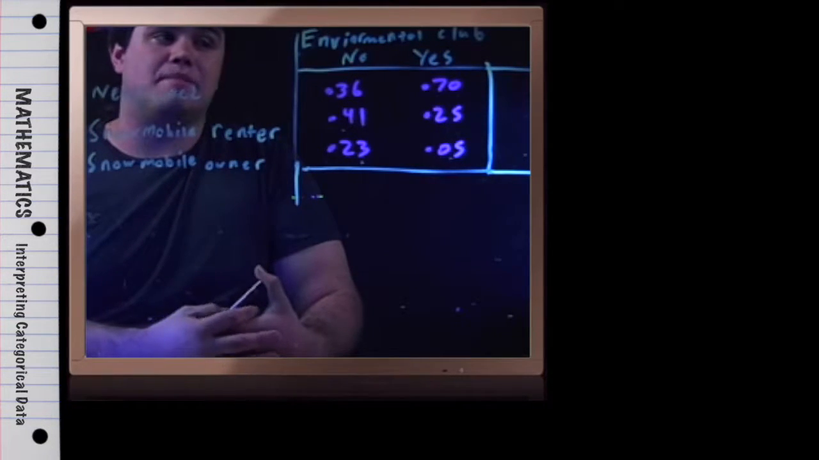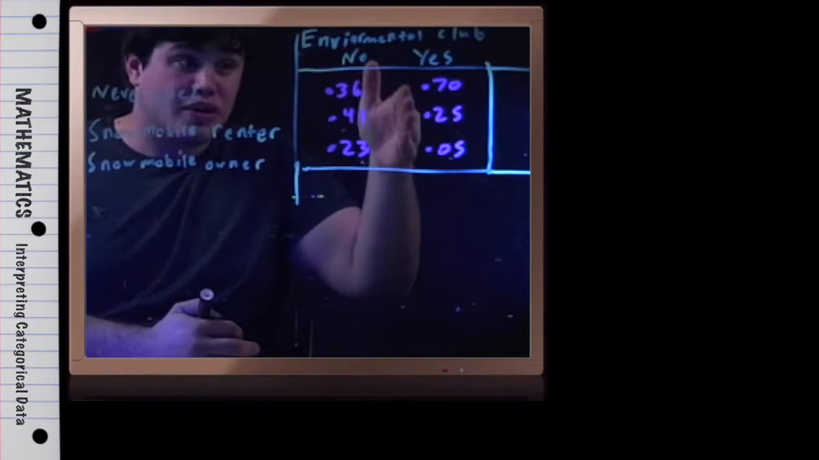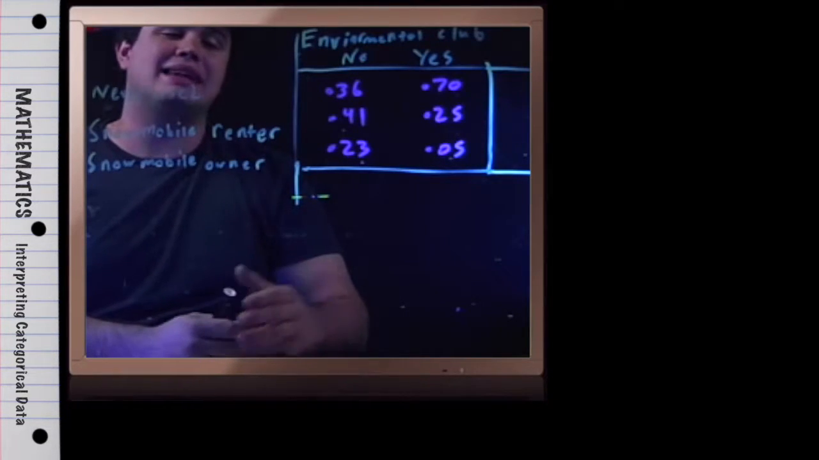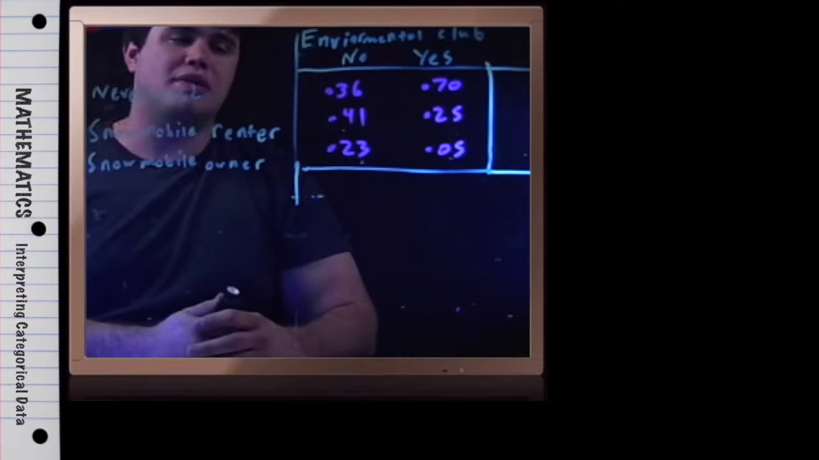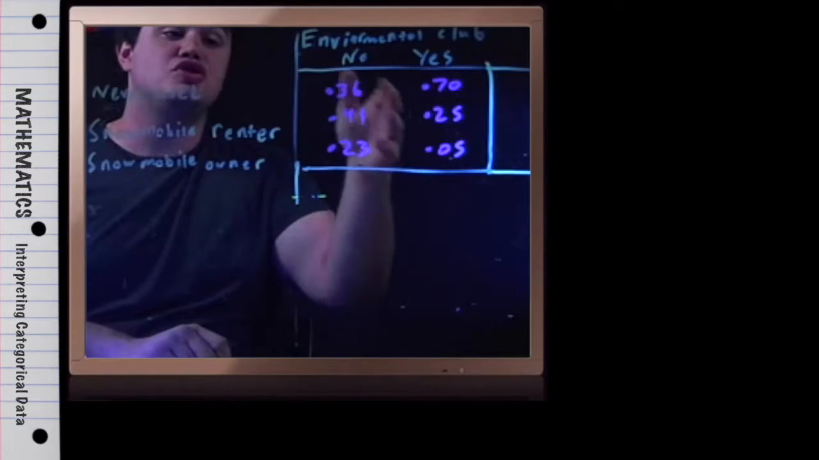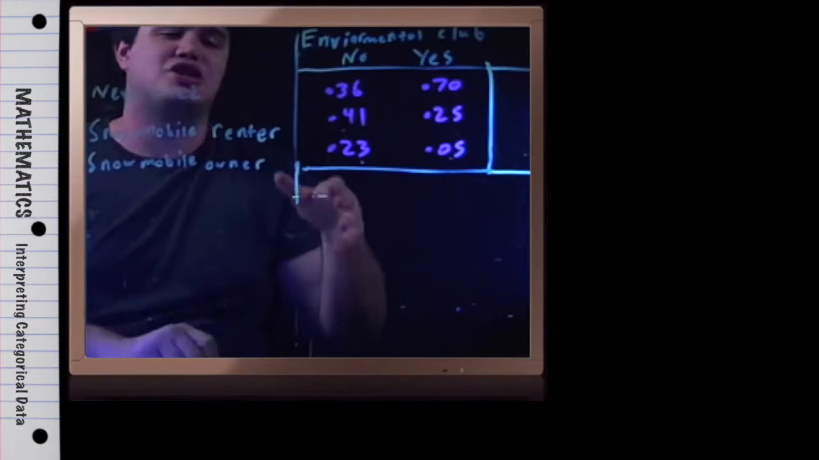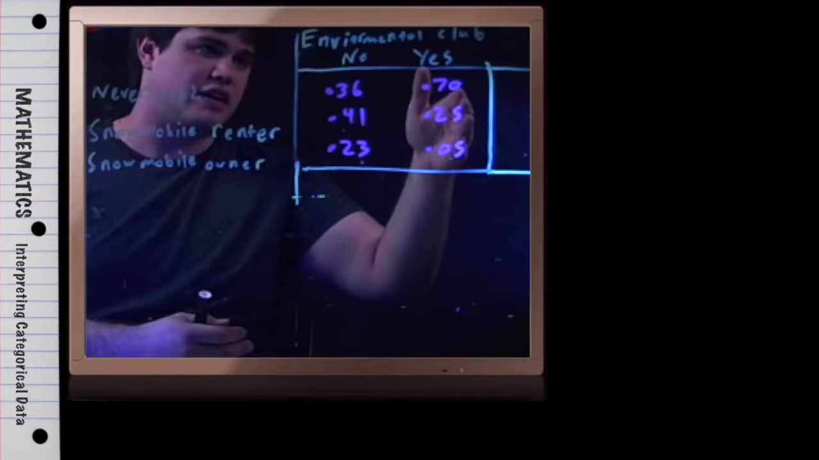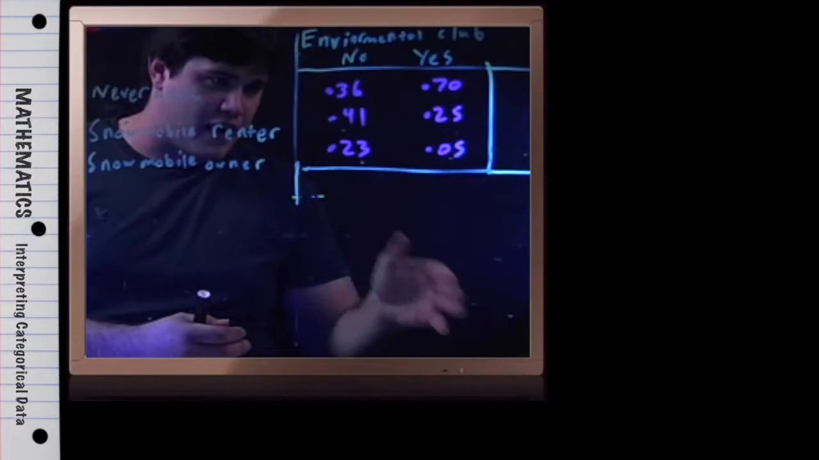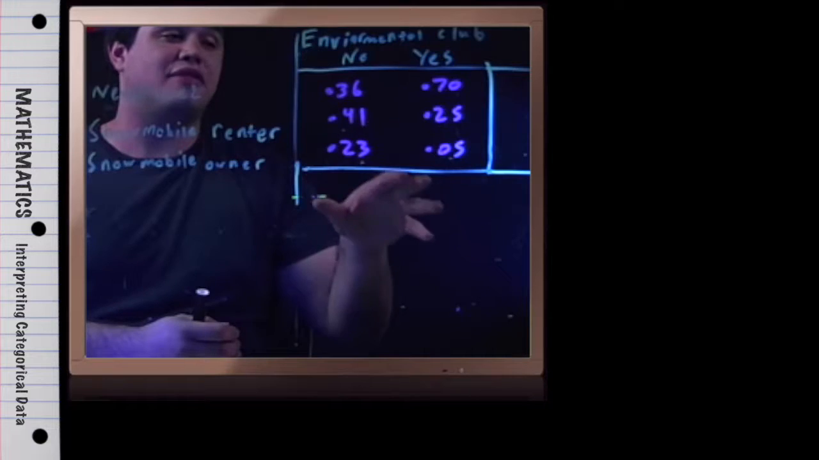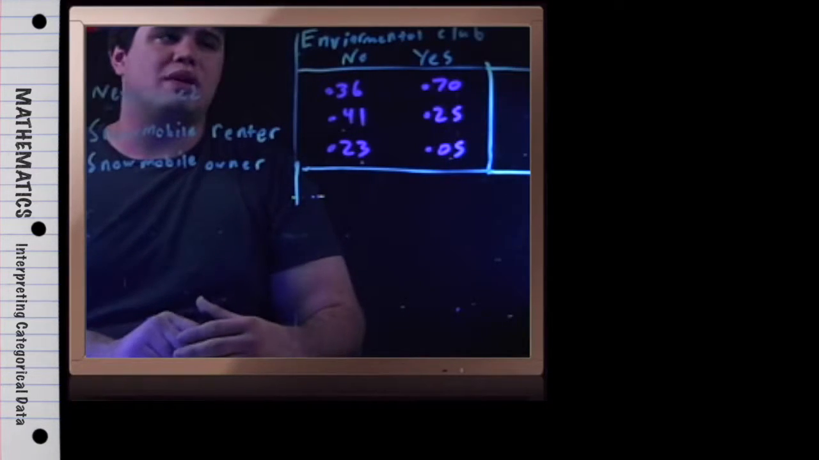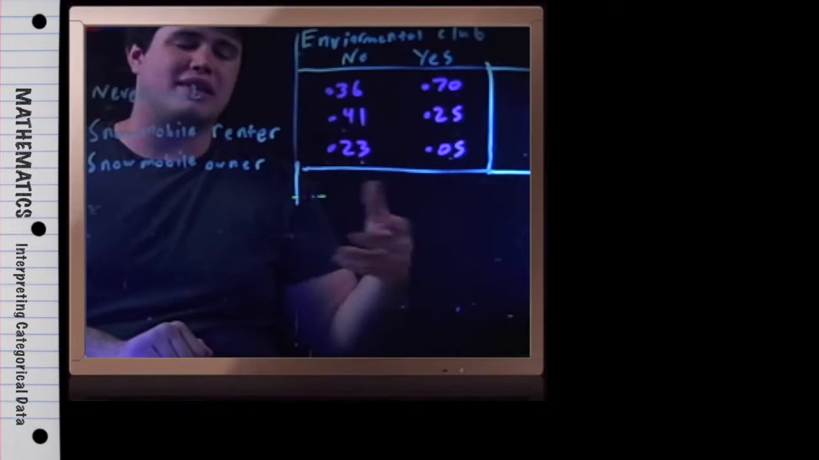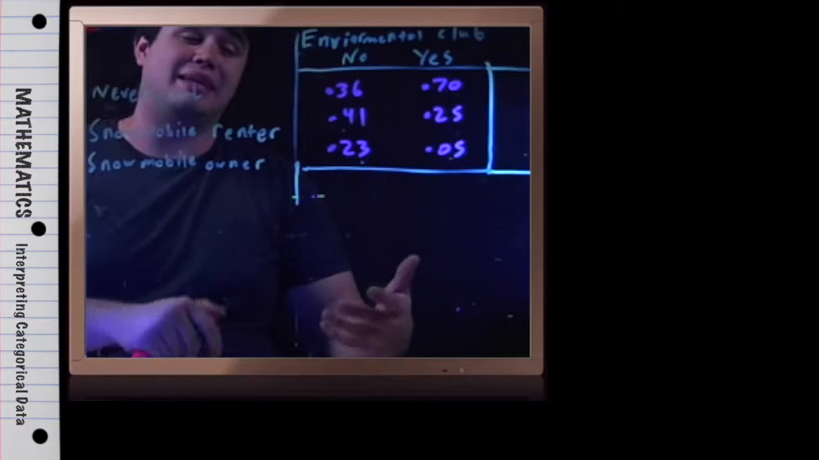of the environmental club. And then as you can see, as we go down from renting to finally owning, that percentage drops off dramatically, as opposed to the no column, where we see that while there is a shift, there's no trend here. There's no connection. It goes from 36% to 41% to 23%. It doesn't follow this very strict trend of 0.7 to 0.25 to 0.05, showing that there definitely could be a connection between the environmental club and your membership to that, and whether or not you've rented, never used, or owned a snowmobile at any point.